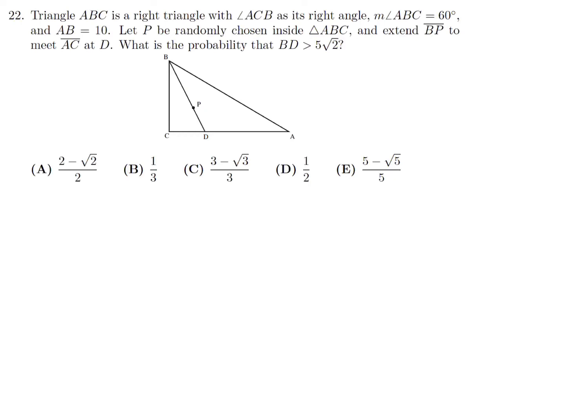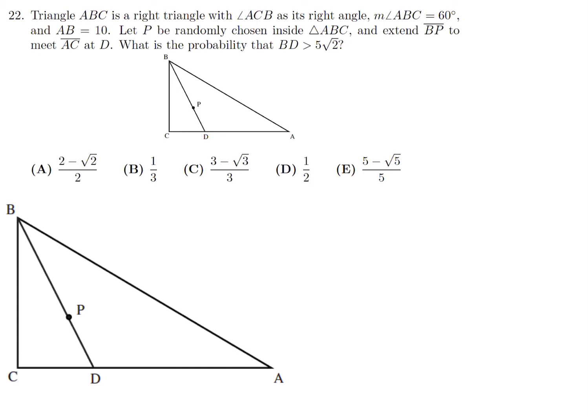Triangle ABC is a right triangle with angle ACB as its right angle. The measure of angle ABC is 60, and AB is 10. Let P be randomly chosen inside ABC, and extend BP to meet AC at D. What is the probability that BD is greater than 5 over root 2?